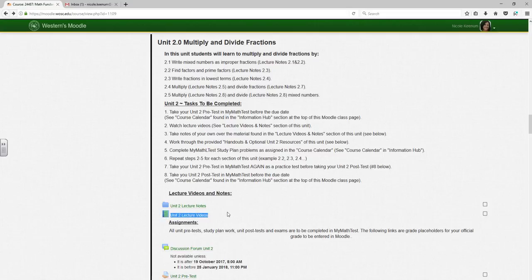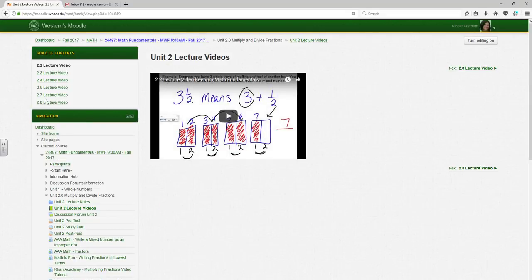The second thing is you need to watch the lecture videos that are found under the lecture video and notes right here in this green book. You can click on this and you can see all of our lecture videos for this unit over here on the left side. And so there are several of them here that I've highlighted under the table of contents.